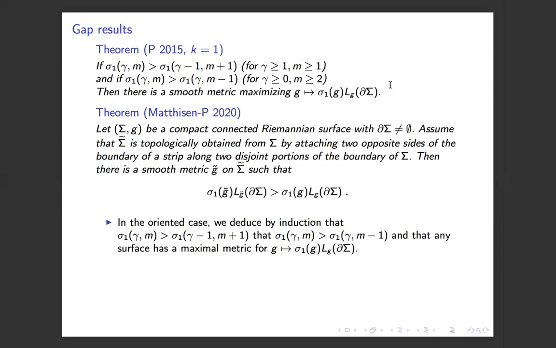And we continue. We attach a strip on the annulus. If we attach the strip on the same boundary component, then we increase the number of boundary components. We have the surface of genus 0 with three boundary components. And we do the same thing. We apply this theorem and then this theorem. And if we attach it on two different boundary components, then we increase the genus and decrease the number of boundary components. And so on. By induction, we deduce everything.